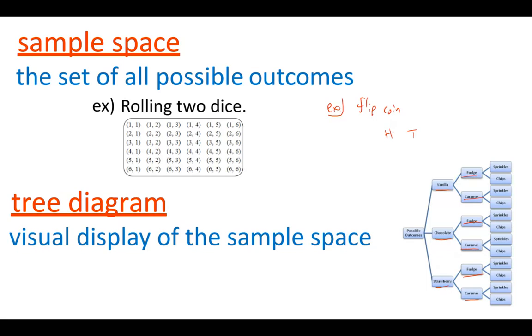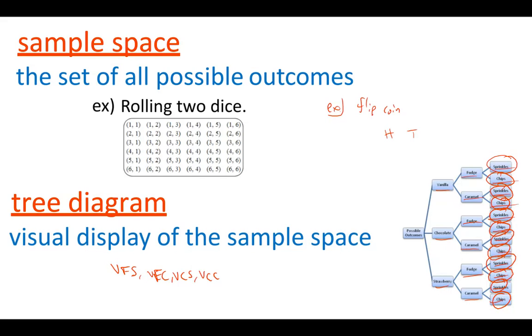So you could do vanilla fudge sprinkles, vanilla fudge chocolate chips, vanilla caramel sprinkles, vanilla caramel chips, and so forth. All the possible outcomes here would be these put together. So you can list all of these, and we can count how many there are pretty easily. There's 1, 2, 3, 4, 5, 6, 7, 8, 9, 10, 11, 12. So we know there's 12 possible outcomes.